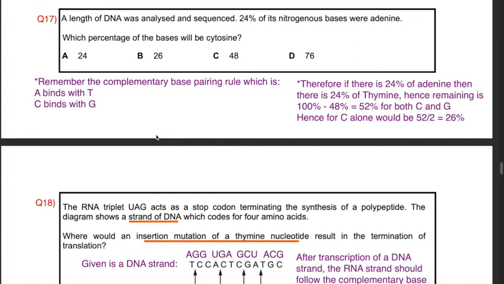And we have already got adenine and thymine being 48%. Therefore, the remaining would be for cytosine and guanine. And how do you find out the remaining? Well, 100% minus 48% will give you 52% for both cytosine and guanine. However, the question refers to the percentage of bases that will be cytosine only, not both cytosine and guanine. Therefore, in order to find for cytosine alone, you have to divide the remaining 52% by 2, leaving us with 26% being for cytosine and 26% for guanine. Therefore, the answer is B, 26% for cytosine.